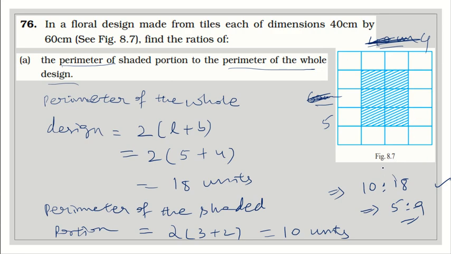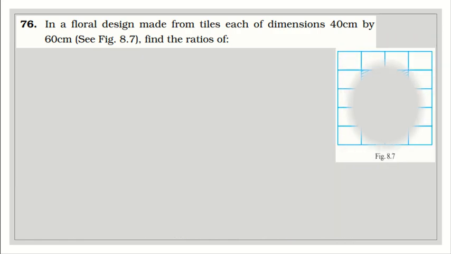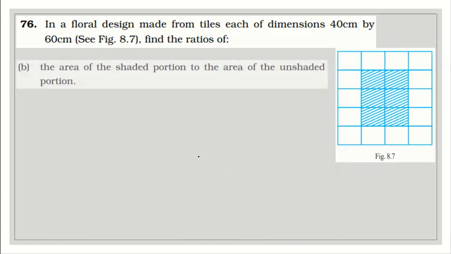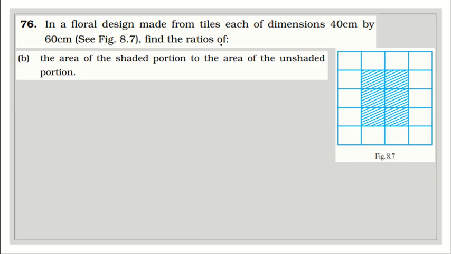Now moving on to the next part of the question. Okay, we'll go for the next sub part. Here is the sub part for the same question. Find the ratio of the area of the shaded portion to the area of the unshaded portion.